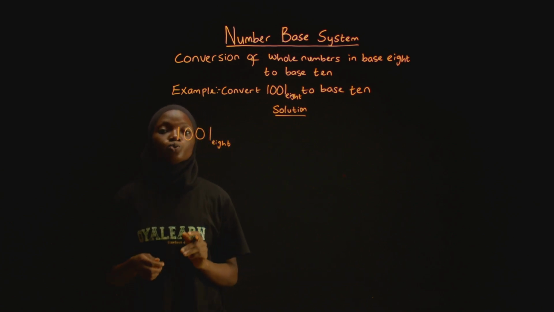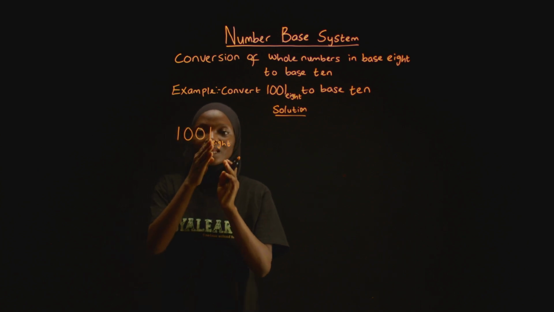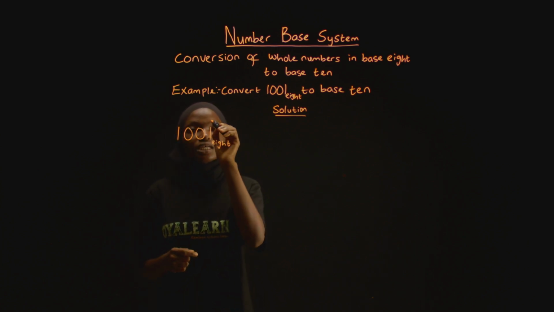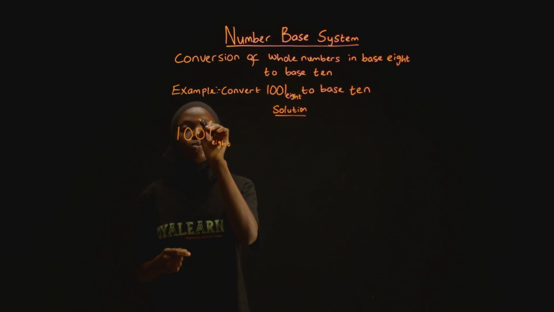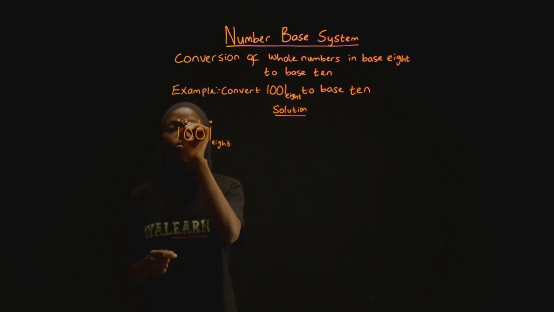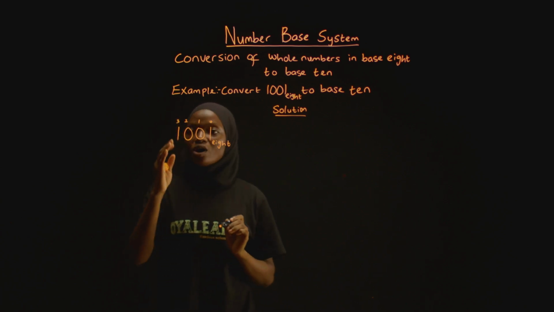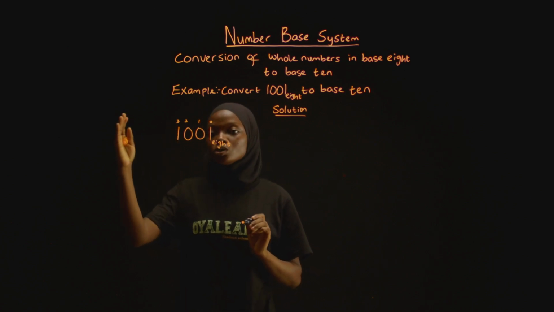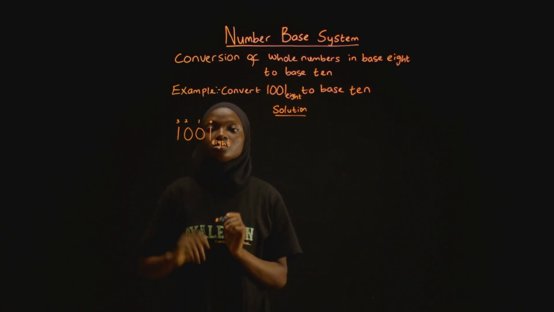Now the first step is to number the digits starting from the last digit from 0. That is, we have 0, 1, 2, 3. And if there are other numbers there, you keep on numbering until you exhaust the digits.